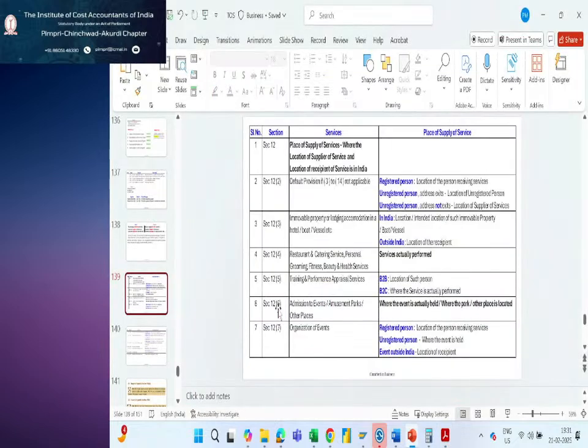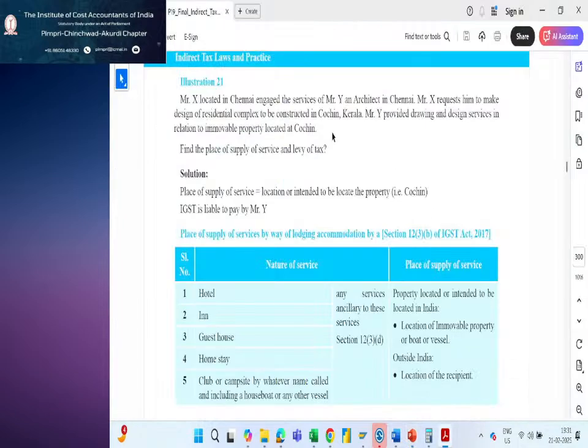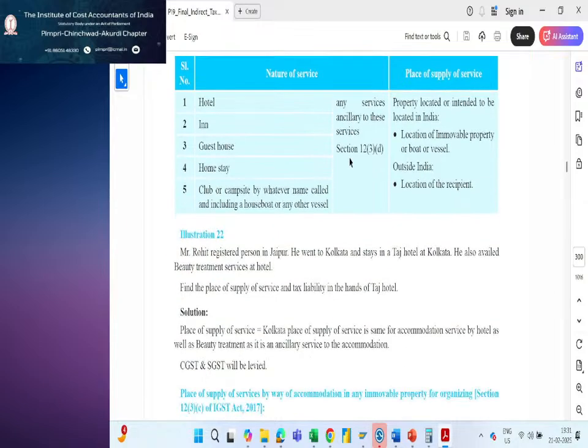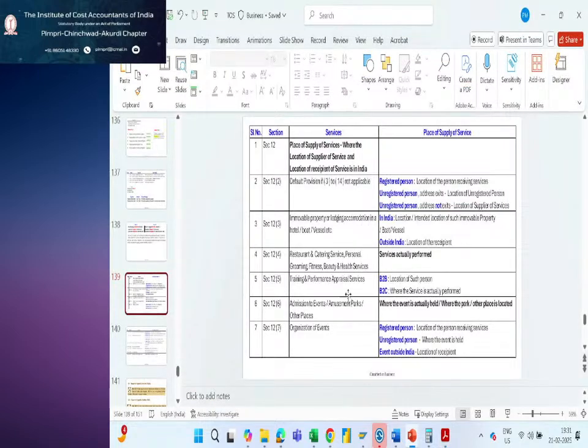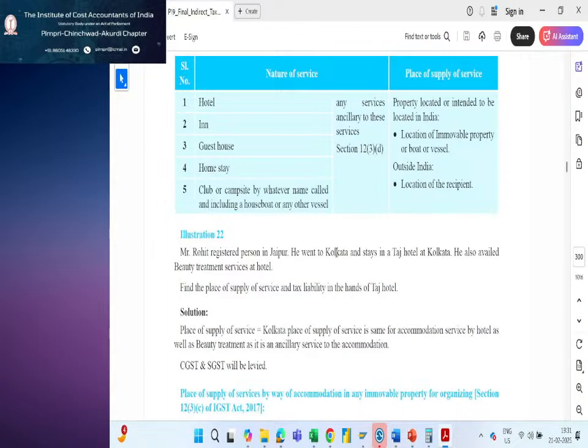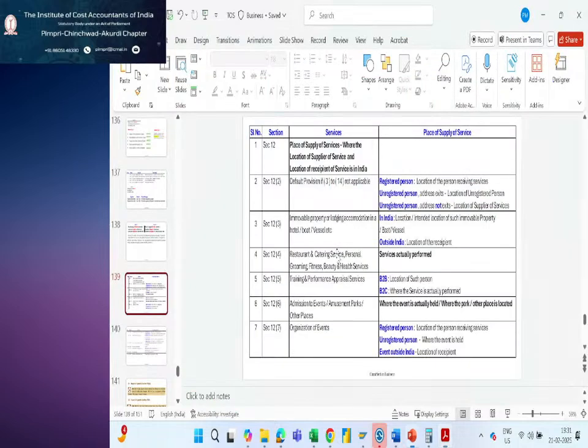So what the section says is the location or intended location of such immovable property. So here our intended location is which place? It is Cochin. Hence the place of supply is Cochin, and in that case, from Chennai to Cochin, the IGST tax is applicable. And for the next one, in the same way we can refer to the examples, and then we will go to other important problems also in our same material. We will try to solve those as well now.